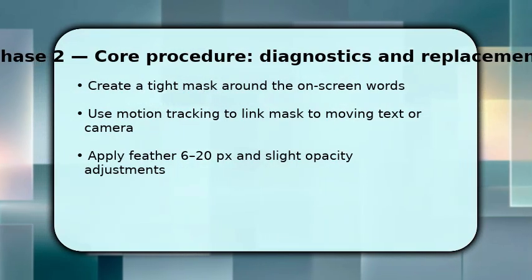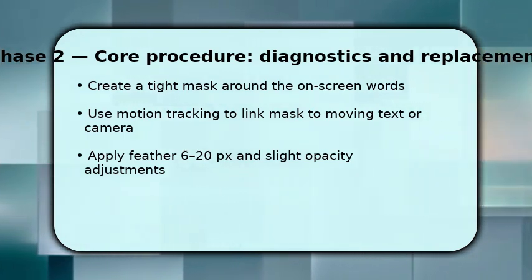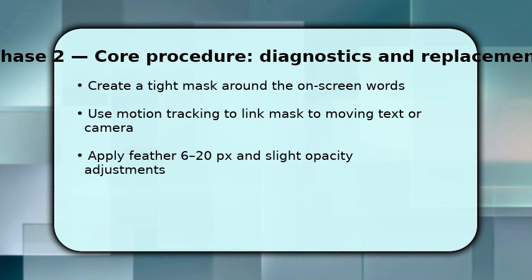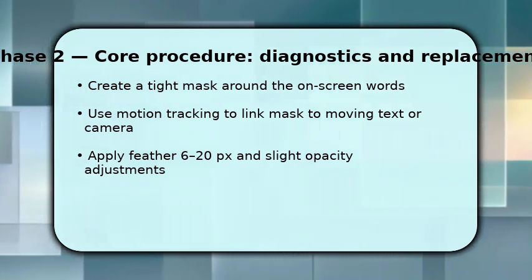Now you mask the words and track movement. Draw a tight mask around the text on the duplicate layer, then start a point or area tracker. Once the tracker locks, let it run forward and backward so the mask follows motion. This handles camera moves and object shifts.